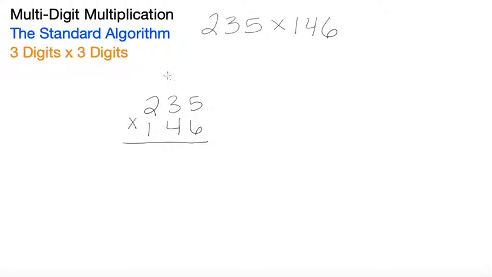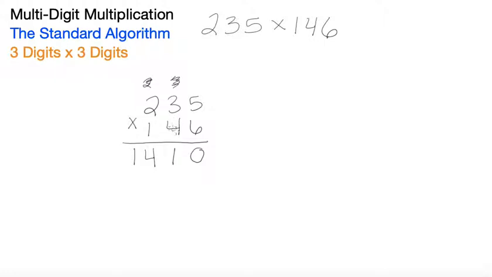So 6 times 5 is 30. We're going to carry the 3, bring down the 0. 6 times 3 is 18, plus 3 more is 21. Carry the 2, bring down the 1. And 6 times 2 is 12, plus 2 more is 14. So far, so good, exactly what we're used to. Scratch out these two numbers because I'm done with them.